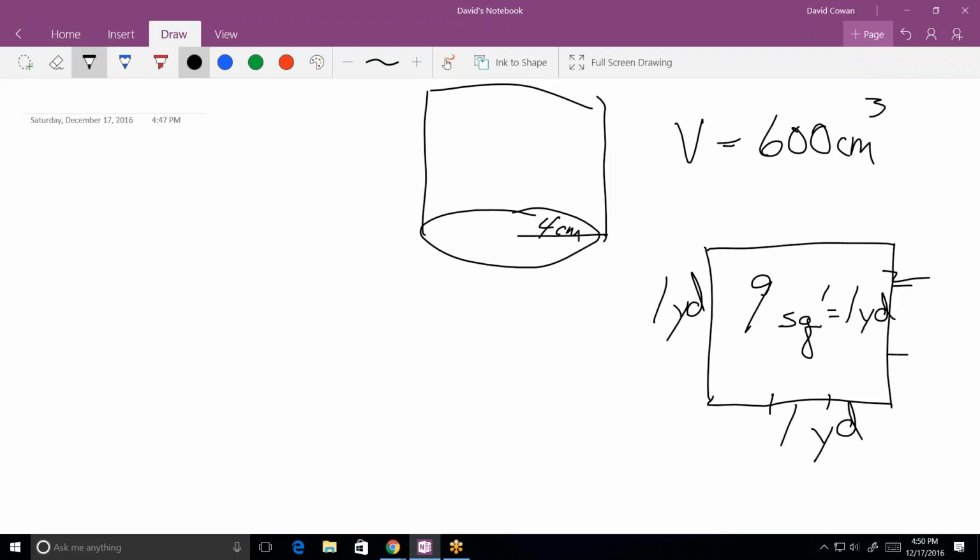But the moment you go to area, the ratio squares. And when you go to volume, the ratio is increased by a factor of 3. In other words, there are also 27 cubic feet in 1 cubic yard.